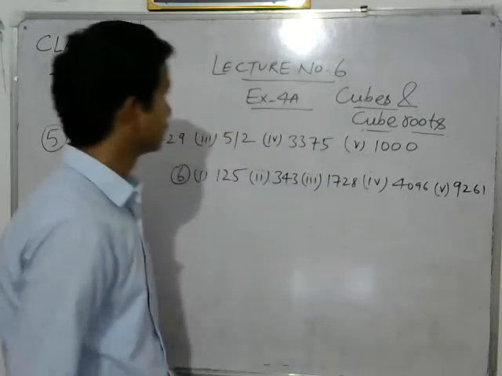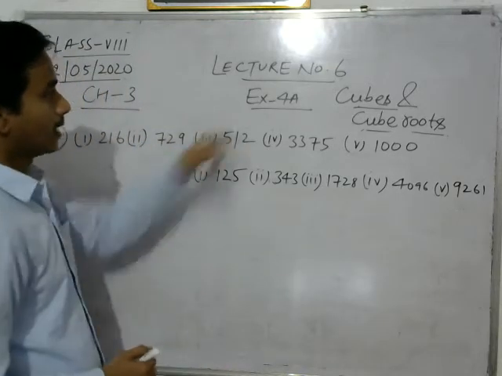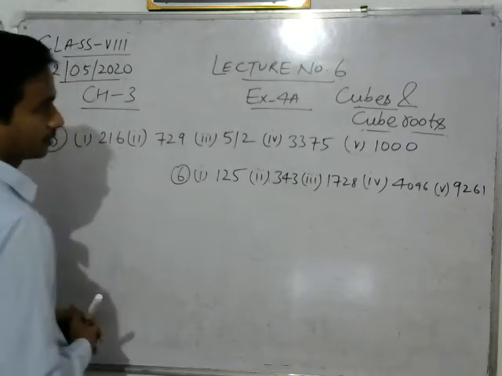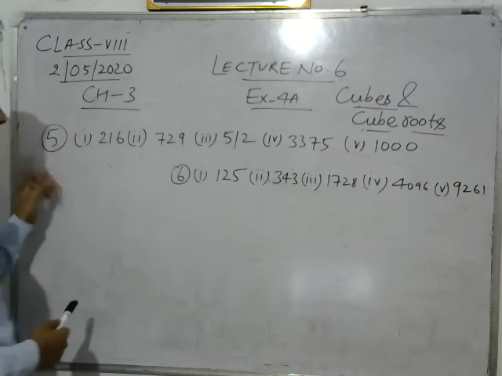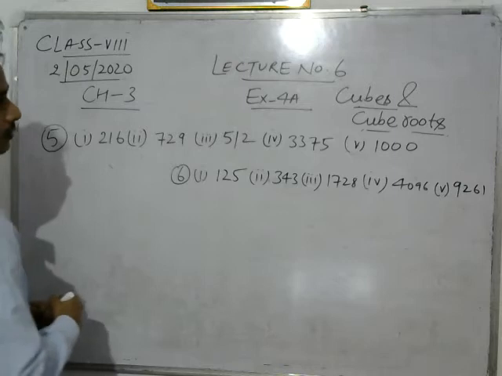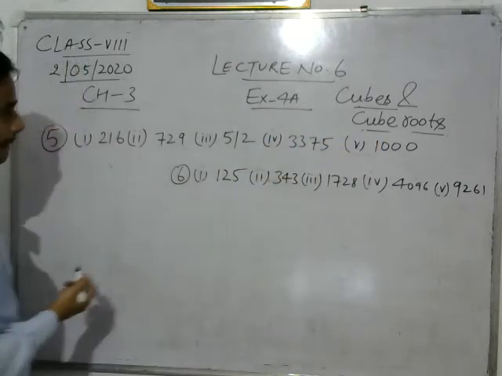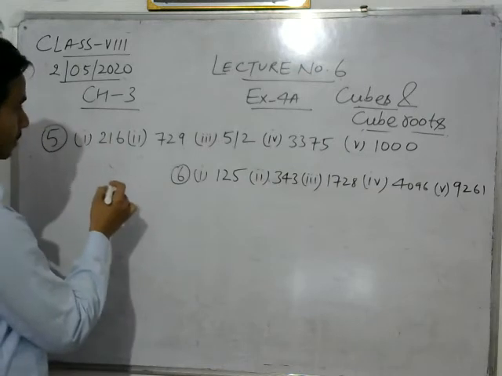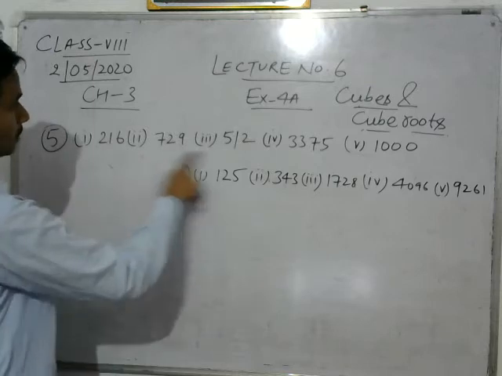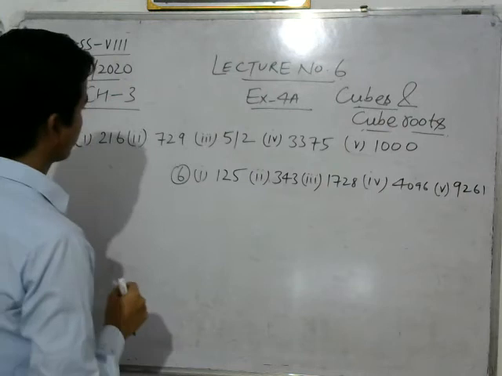This is our lecture number 6, and we are going to solve some problems of exercise 4A. We are going to discuss question number 5 of exercise 4A, chapter Cubes and Cube Roots. Question number 5 is: which of the following are cubes of an even number?